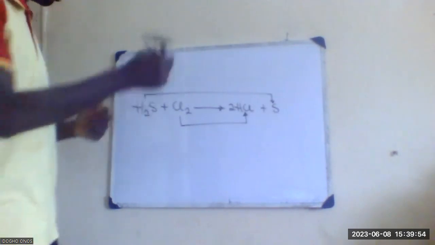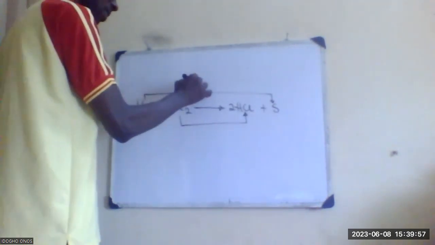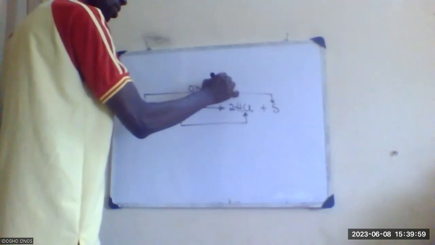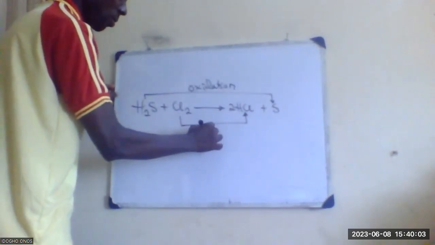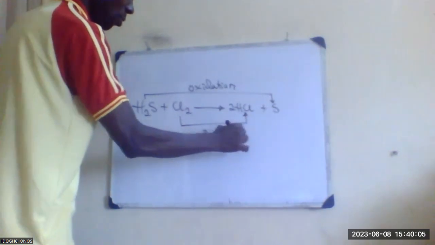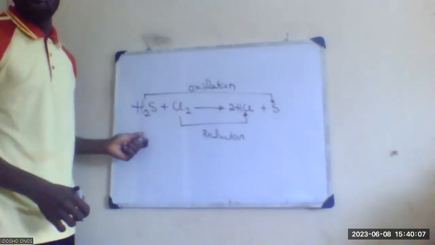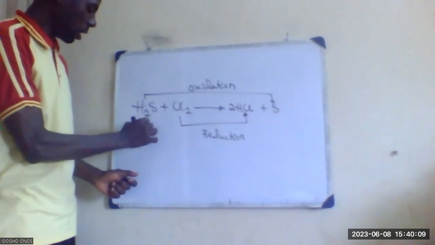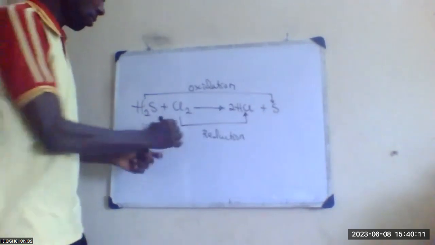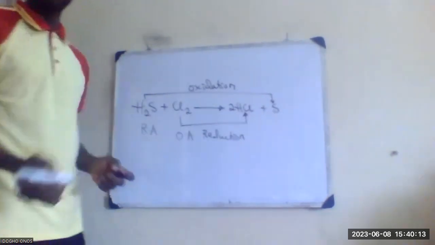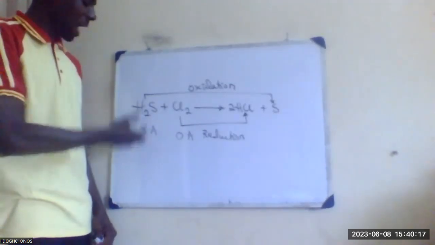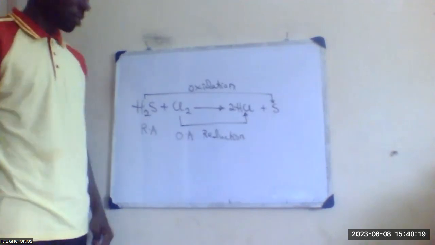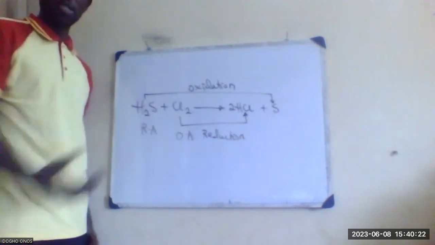Oxidation. Okay. This is oxidation. Then below it's what? Reduction. So that means my H2S here is the reducing agent, and my Cl2 is the oxidizing agent. As simple as that. So the role that H2S is playing here is it is acting as the reducing agent, while chlorine gas is acting as the oxidizing agent.